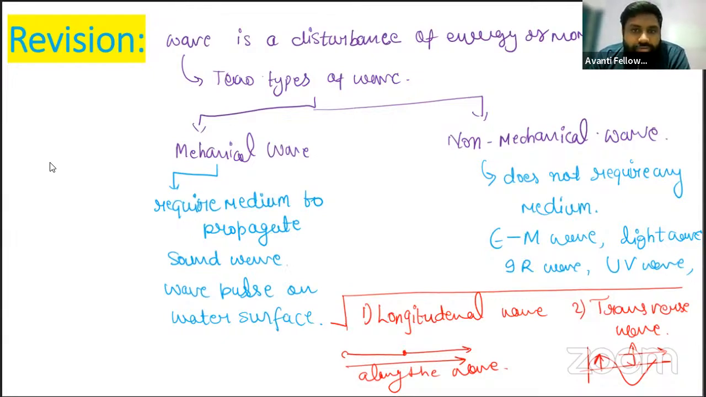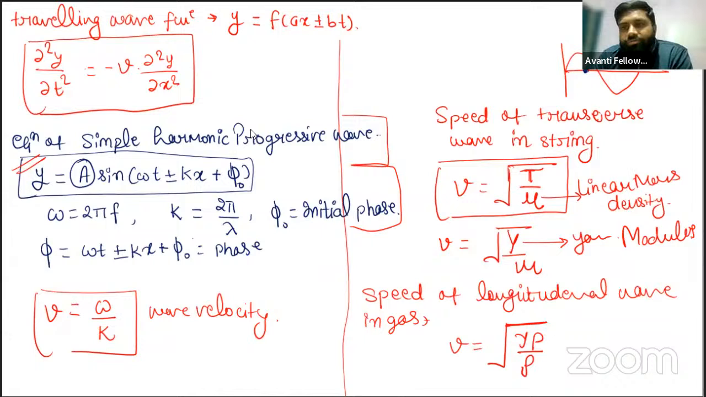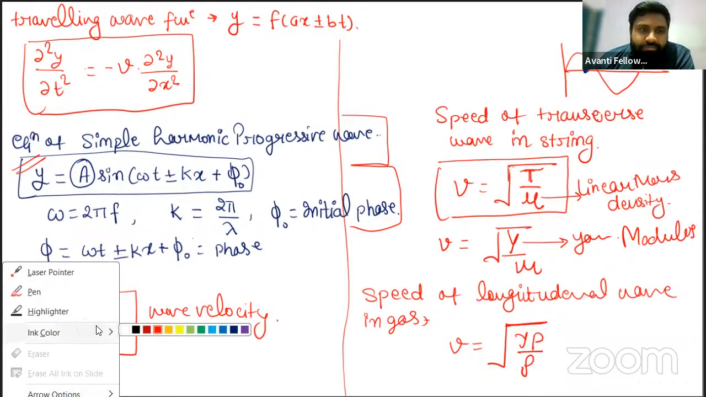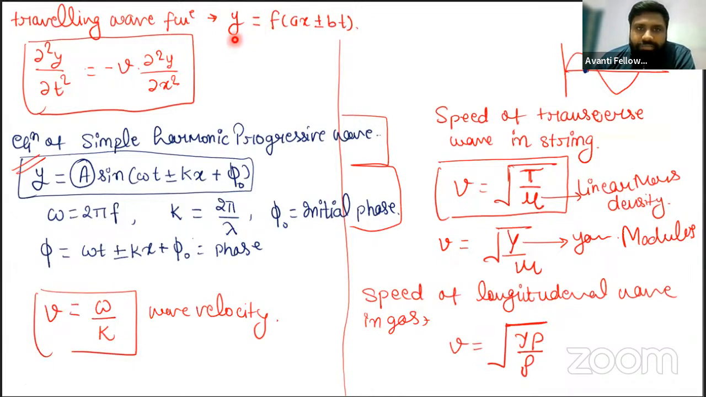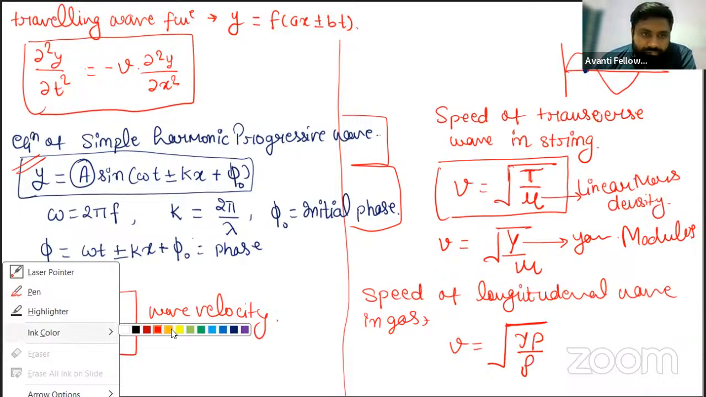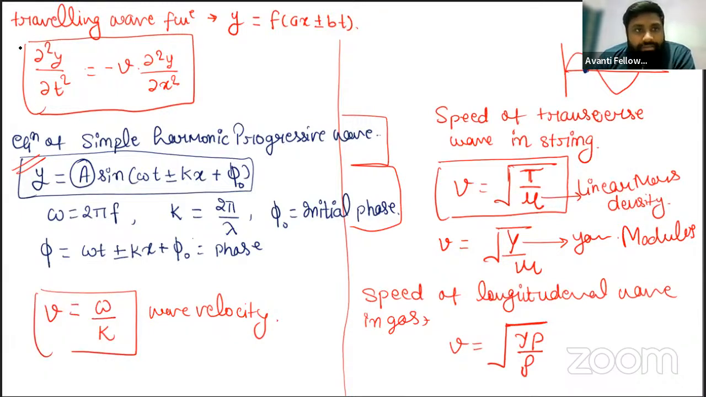Now, if we talk about the traveling wave function, whatever wave you are dealing with is in the form y = f(ax + bt). This is the wave function, y = f(ax ± bt). Anything of this form will be a wave function. This is the general equation of a wave.